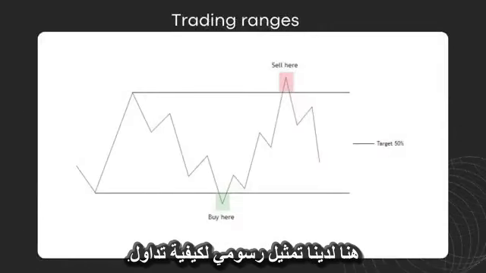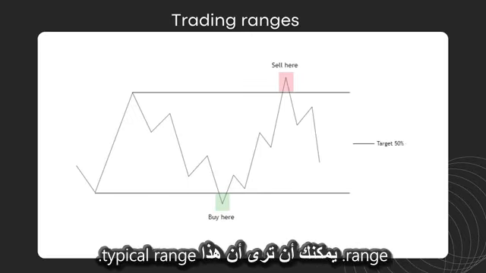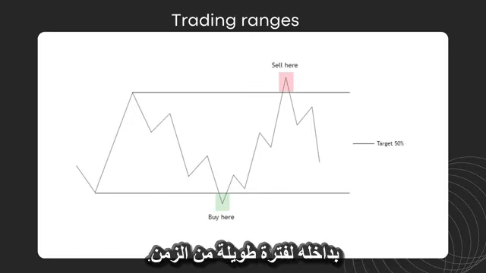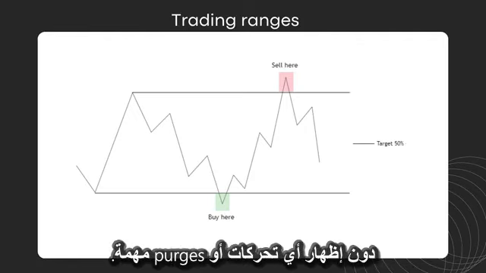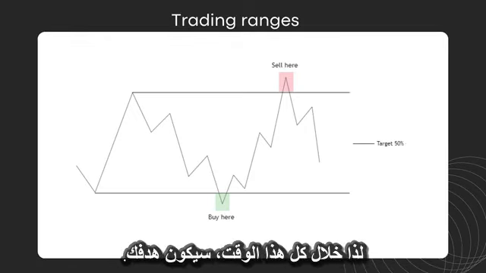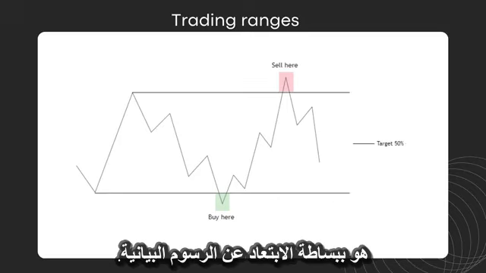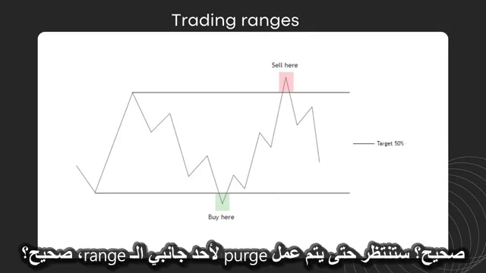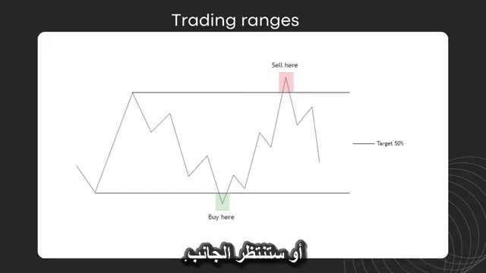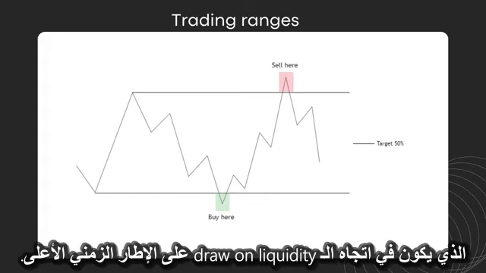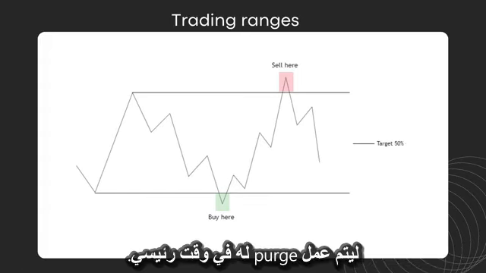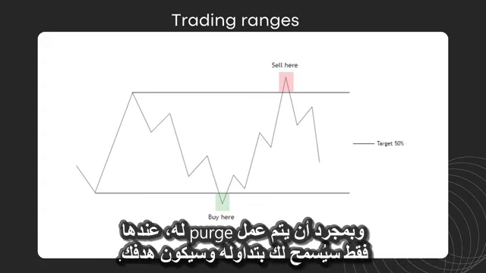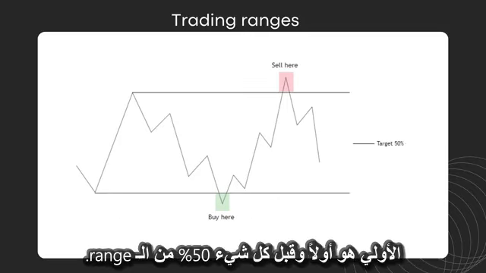Here we've got a graphical representation of how to trade a range. You can see this is a typical range, and price is inside of it over a long period of time without showing any significant moves or purges. So during all of this time, your objective would be to simply stay away from the charts and stop trading. You're going to wait for either side of the range to be purged. And you're going to wait for the side which is in the direction of the higher time frame draw on liquidity to be purged at a key time, and once it's purged, only then will you be allowed to trade it, and your initial target is going to be, first of all, the 50% of the range.